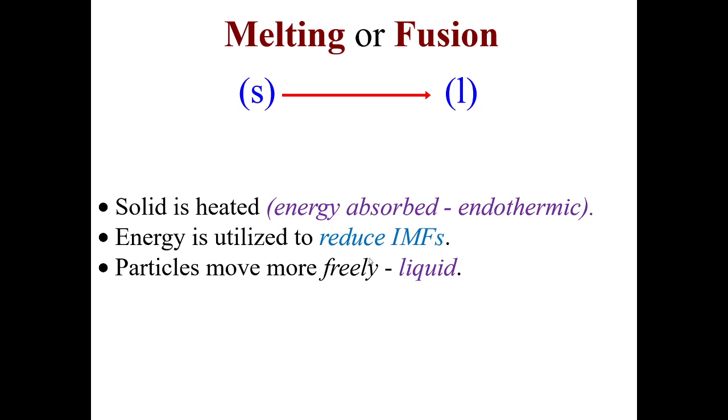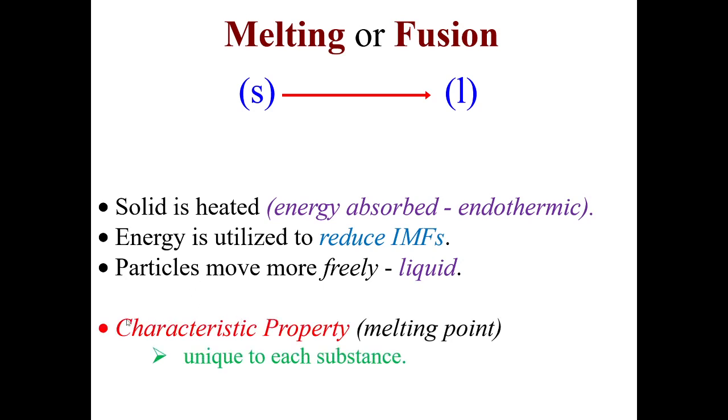By reducing those IMFs, it allows the particles to move more freely. So this is a characteristic property that depends on what substance you're dealing with. They all have different melting points. The melting point for water is of course 0 degrees Celsius. The melting point for something like iron would be ridiculously high. I can look it up, but it'll probably be in the thousands of degrees Celsius.